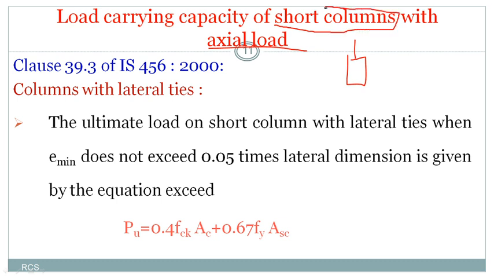So what is the definition of a short column? We have categorized columns as long columns and short columns. According to the codal provision, for a column to be a short column, the ratio of effective length to the least lateral dimension should be less than 12. For this case, we have to decide the load carrying capacity of that short column. This is given in clause 39.3 of IS 456-2000.